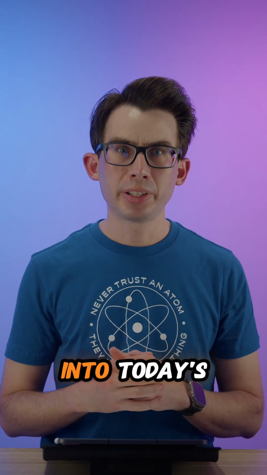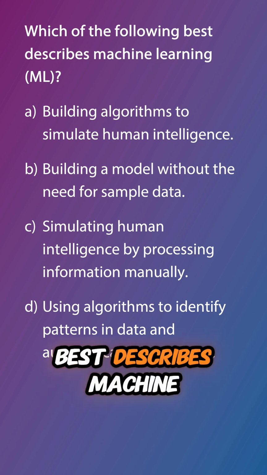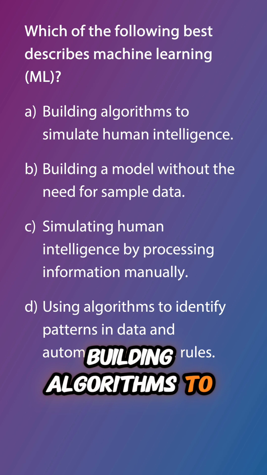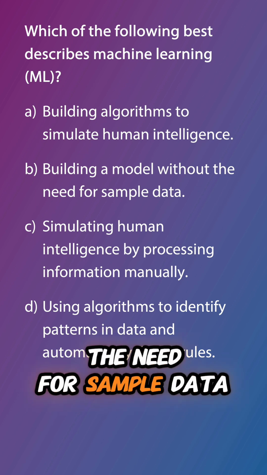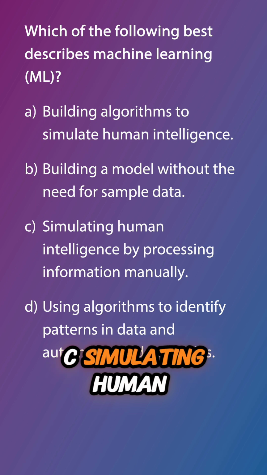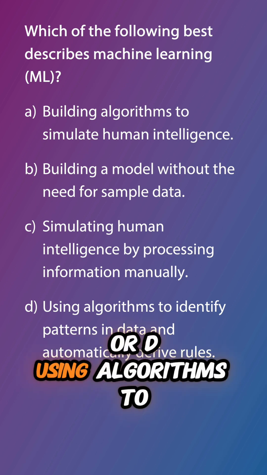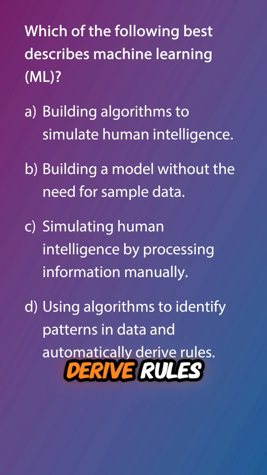Now before we dive into today's objective, let's look at the review question from our last episode yesterday. Which of the following best describes machine learning, or ML? Is it A, building algorithms to simulate human intelligence? B, building a model without the need for sample data? C, simulating human intelligence by processing information manually? Or D, using algorithms to identify patterns in data and automatically derive rules?